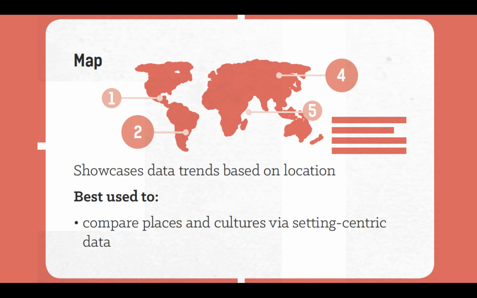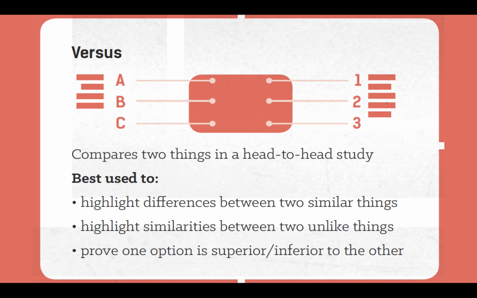3 is a map. I'm sure you've all seen a map. Maps, they help to showcase data trends based on location. As you see here, this world map with the various numbers on it. It is best used to compare places and cultures via setting-centric data. So from this is basically each of these different places or cultures has data that you highlight and then use a map to help to illustrate those points better.